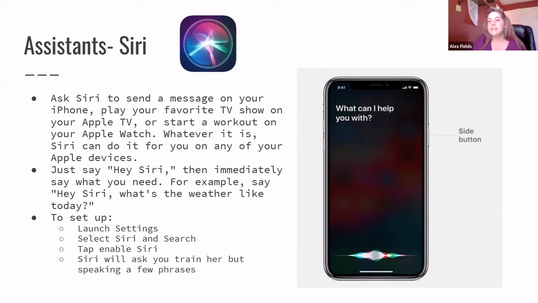So like I will ask Siri, "Hey Siri, what's the weather like today?" And then she'll give me, "It's currently clear and 34 degrees. Today's high will be 39." Okay. So she will respond to you with your question. Does anybody have any questions about Siri?